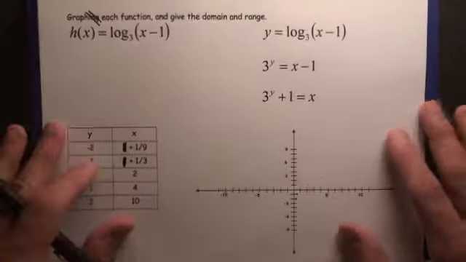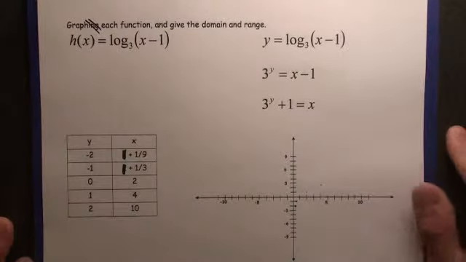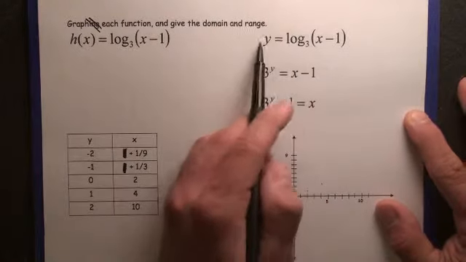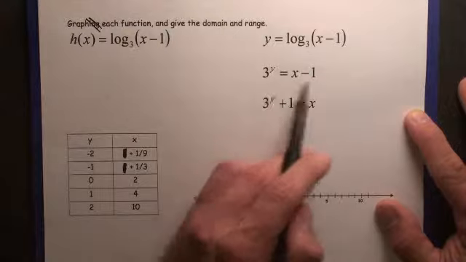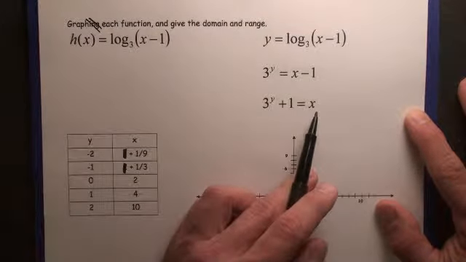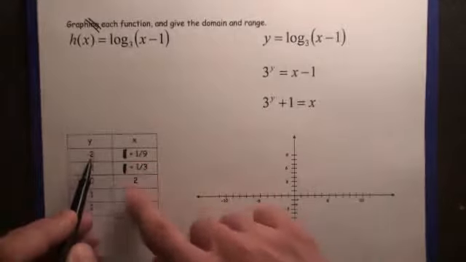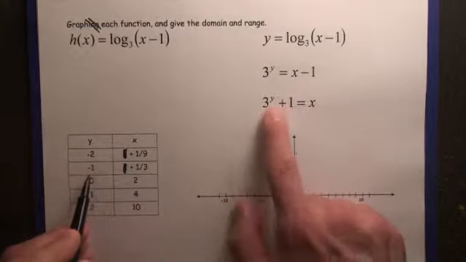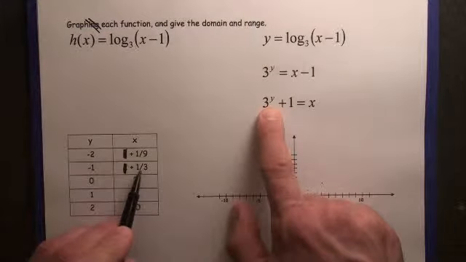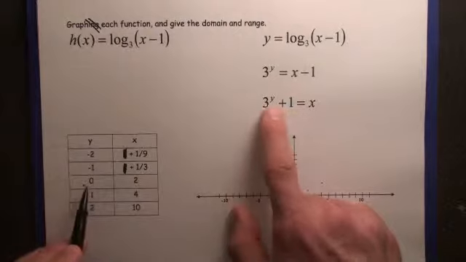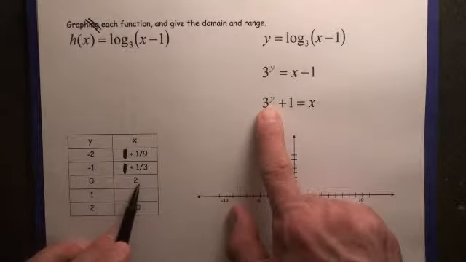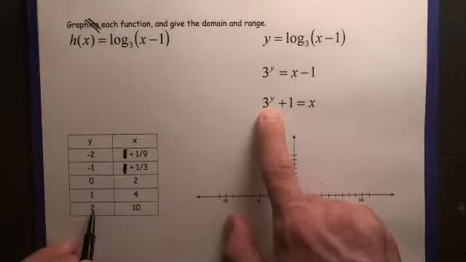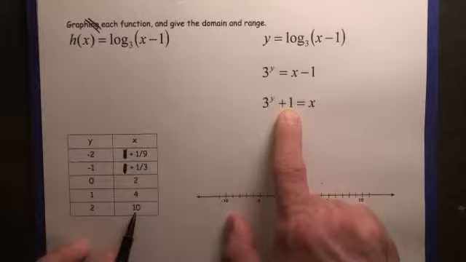There we go. Okay, h of x equals log base 3 of x minus 1. We can rewrite this by putting a y here. We're going to change this to 3 to the y equals x minus 1. Add 1 to both sides. That'll give us 3 to the y plus 1 equals x. And what we want to do here is -2 for the exponent is going to give us 1/9 plus 1. -1 for the exponent is going to give us 1/3 plus 1. 0 is just going to give us 1 plus the 1, which is 2. 1 for the exponent is going to give us 3 plus 1, which is 4. And 2 for the exponent is going to give us 9 plus the 1, which is 10 for x.